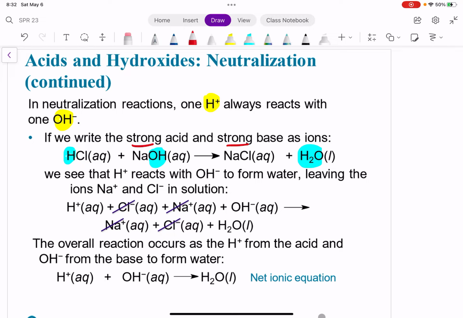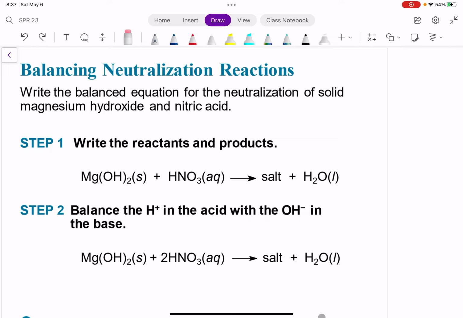So how do we balance neutralization reactions? Just like we learned how to write and balance precipitation reactions, we can learn how to do that with acid-base neutralization reactions. In this case, we have this base, which is magnesium hydroxide, and this acid, which is nitric acid, and they're reacting to give us salt and water. What's giving us water? Well, that's this hydrogen bonding with that OH, right? So that's giving us that water there.